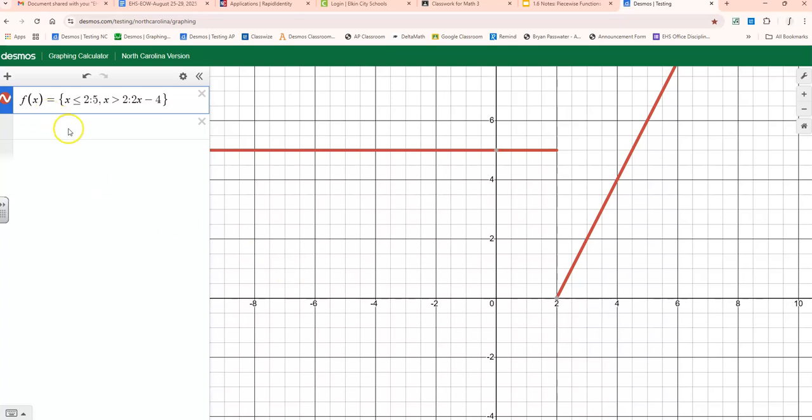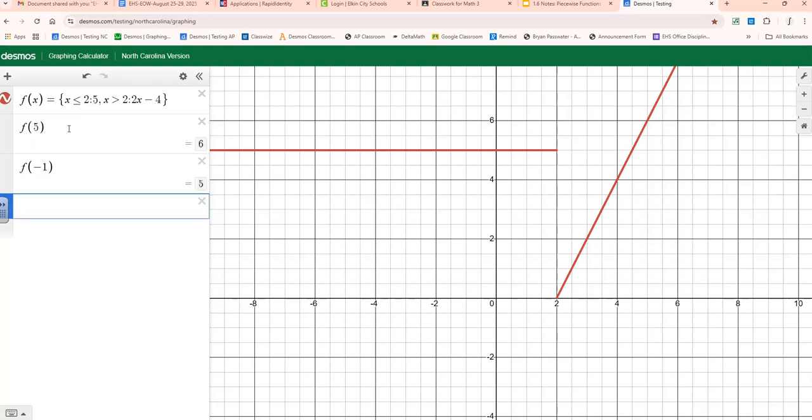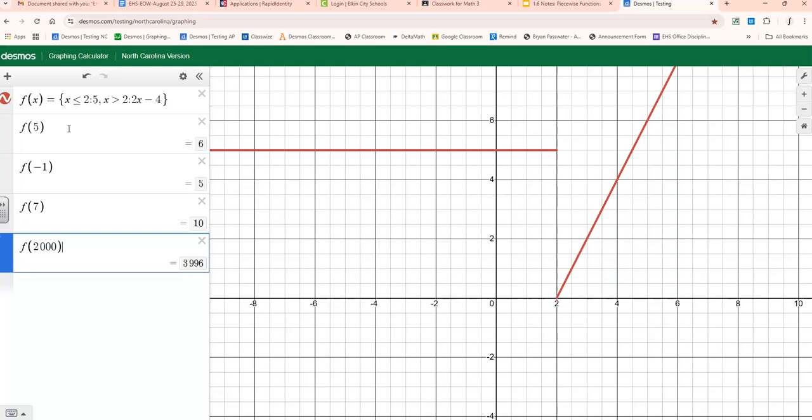But the nice thing about this is now if they ask us to evaluate, if I've got f of 5, it just gives me the answer. F of -1 gives me the answer. F of 7 gives me the answer. F of 2000 gives me the answer, right? So if you have it typed in, it'll evaluate at any point, and it automatically splits the graph up for you like it's supposed to, okay? So that is helpful.